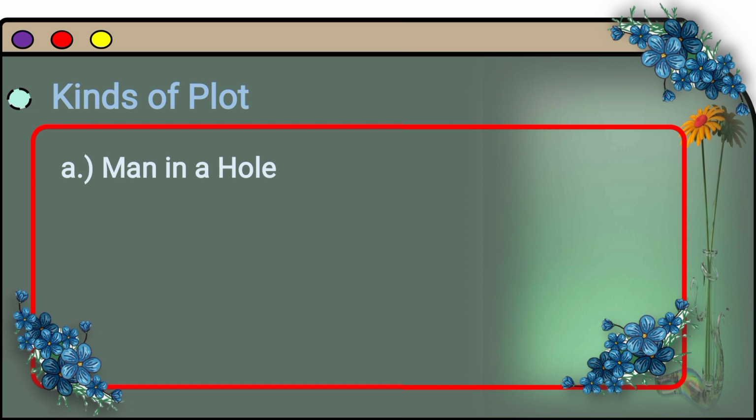So example dito sa Man in a Hole is yung character ay dumaan sa malaking pagsubok. So sa pagsubok na iyon, nasa kanya yun kung paano niya yun malalampasan or kung hindi niya yun malalampasan ay mananatili siya doon sa sitwasyon na iyon. So yun yung tinatawag natin na Man in a Hole.